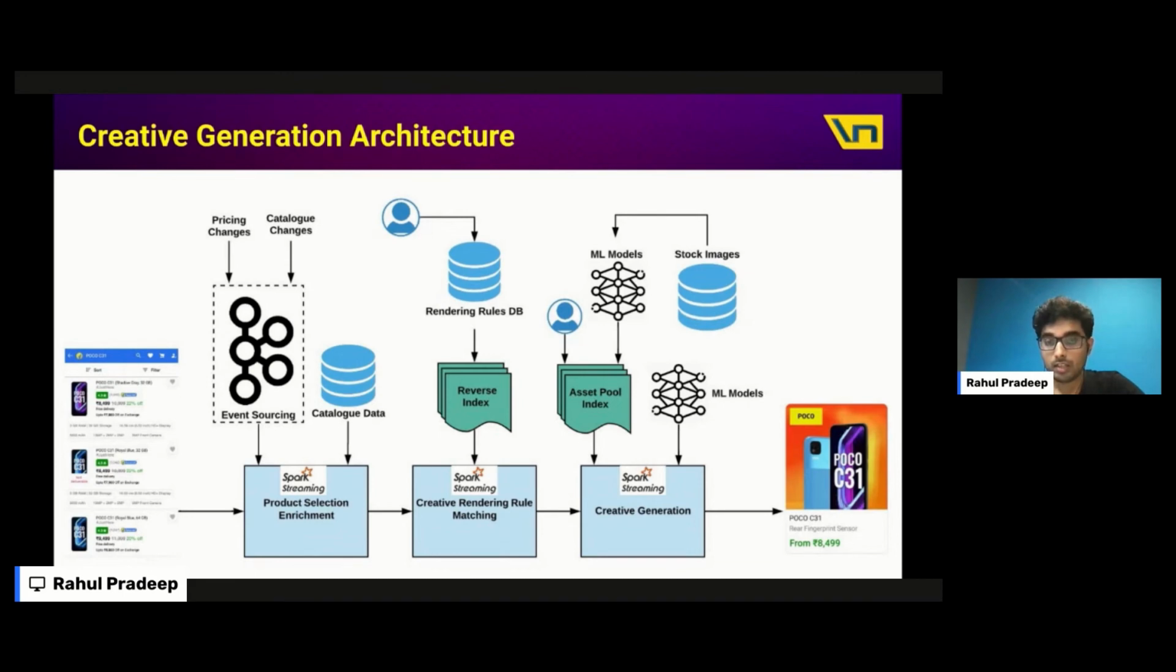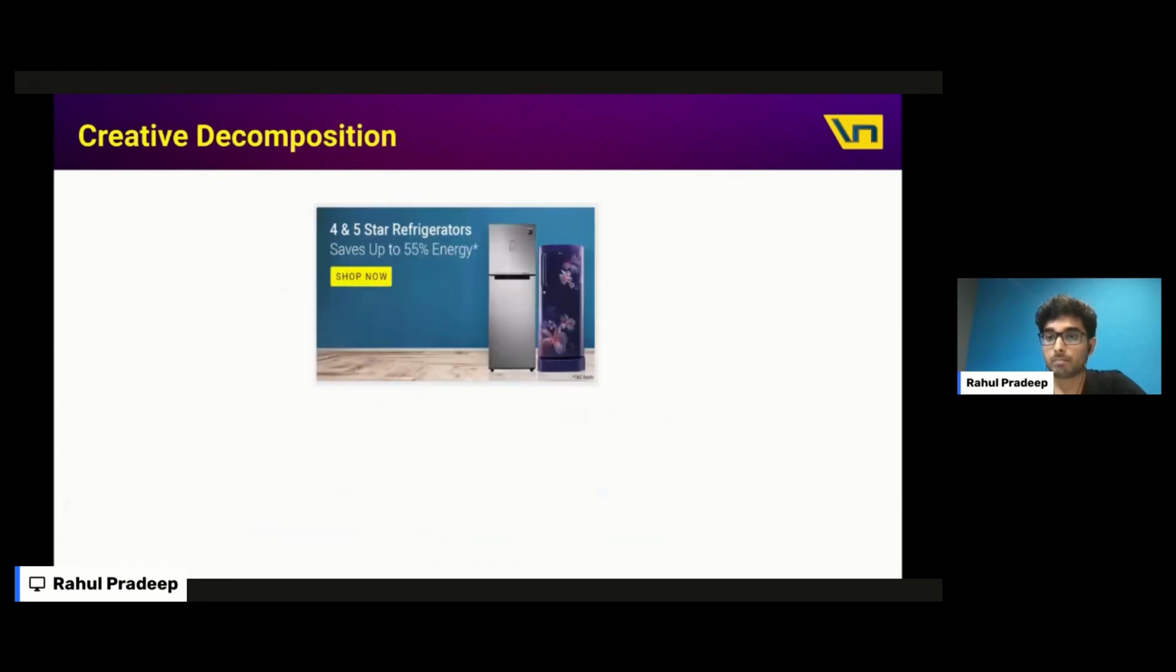So in this entire architecture, the most complex piece for us was the creative generation part, because inherently this involves image generation, and image generation is inherently very computationally expensive, right? And to do this at scale, we had to make certain choices. So let's dive a little deeper into how we did that. What we have done is we have broken down again, right?